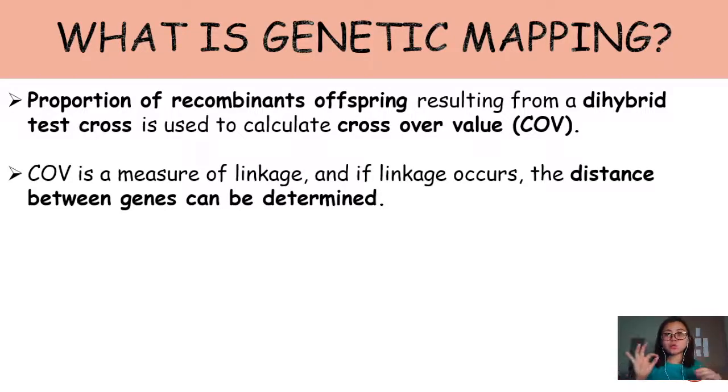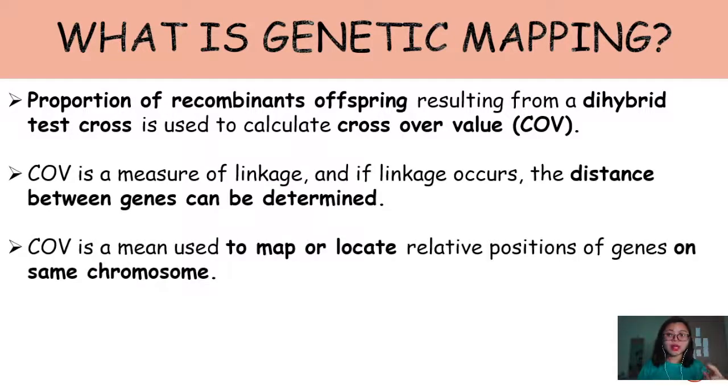COV adalah untuk sukat linkage. Maksudnya, kalau ada COV, kita tahu dua gene itu berada pada kromosom yang sama. Dan kalau dia berada pada kromosom yang sama, kita gunakan data daripada COV untuk tahu jarak di antara dua gene tersebut. The COV is a means to look at the map, to locate relative positions of genes on the same chromosome. So kita gunakan dia untuk memetakan dan mengenal pasti posisi gene pada kromosom yang sama.